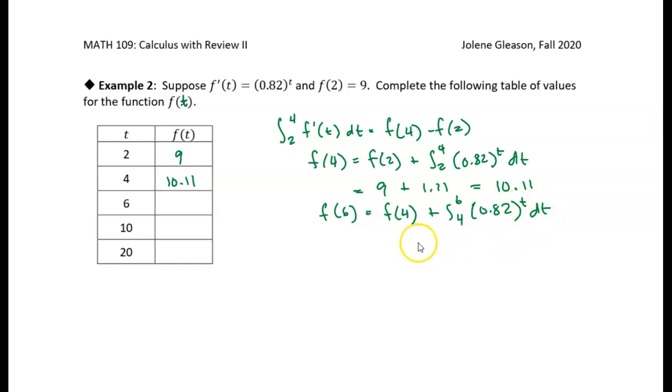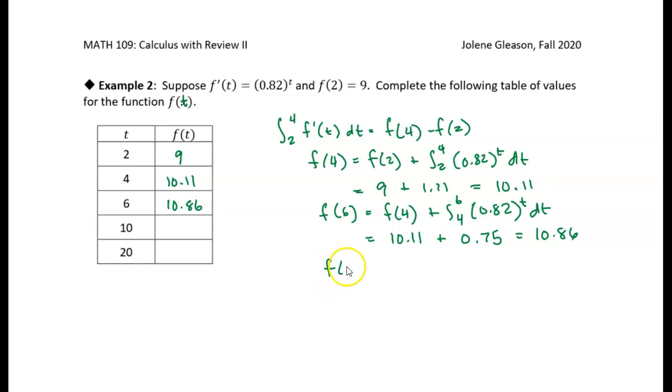So I've got f of 4 is 10.11, and then I'm going to add the integral that I evaluate by putting this into my calculator. Seems like cheating, I know, but that's what we're going to do here. So when I add that on, I get 10.86. So I can fill in that data point in the table.